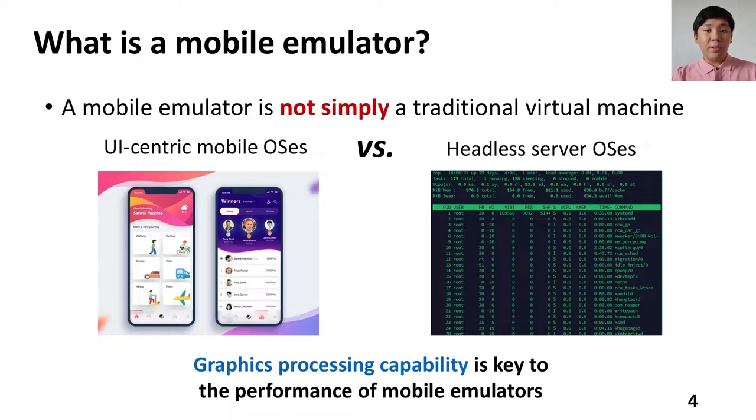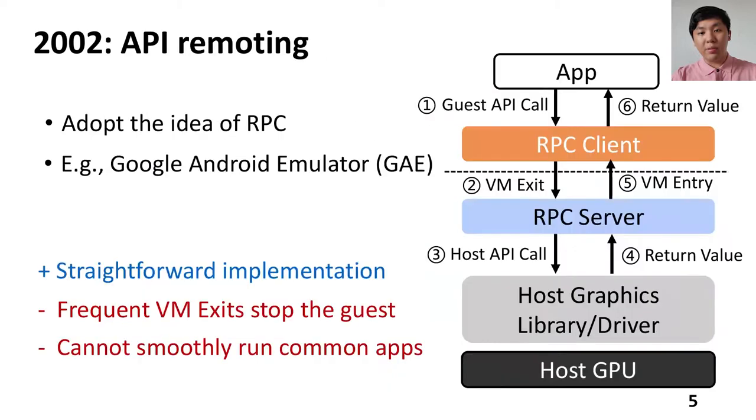A major difference is that, unlike common headless server OSs, mobile OSs are often UI-centric, therefore expecting mobile emulators to have powerful graphics processing capabilities, so that the UI can run smoothly, particularly in the PC-based and cloud gaming use cases. Therefore, this capability is a key factor to the performance of mobile emulators. Of course, this capability gap is a major problem to the emulation of any UI-centric systems.